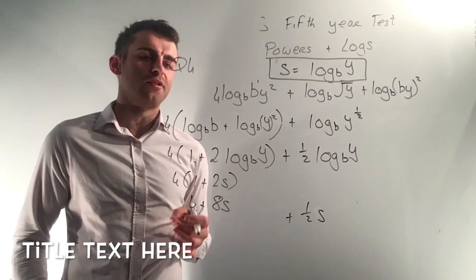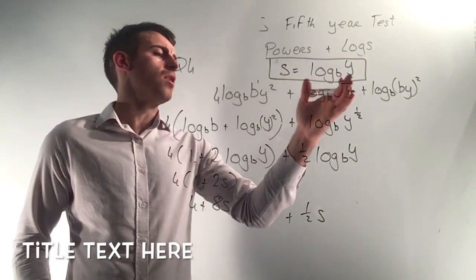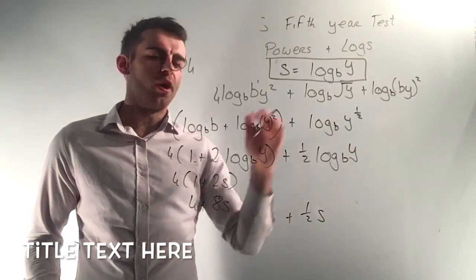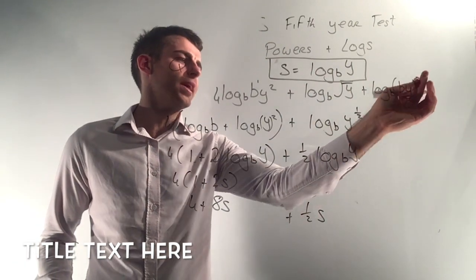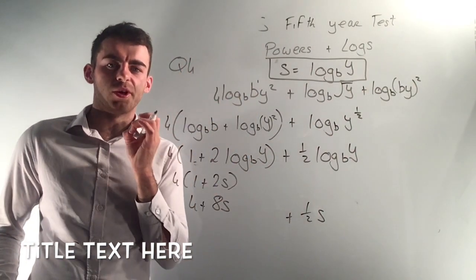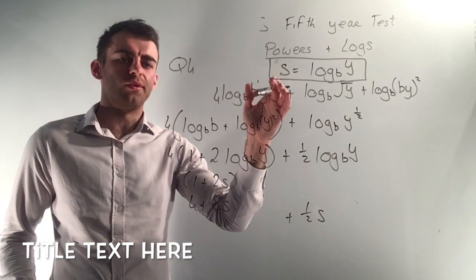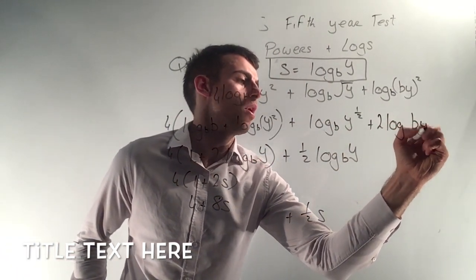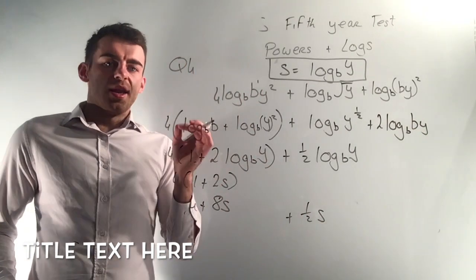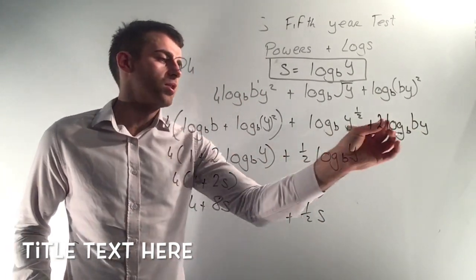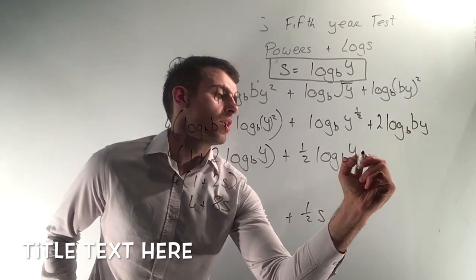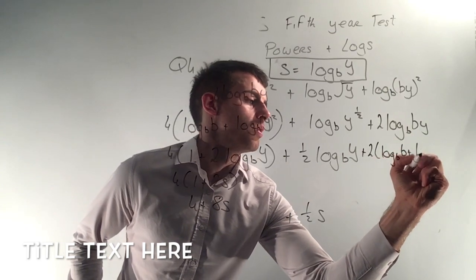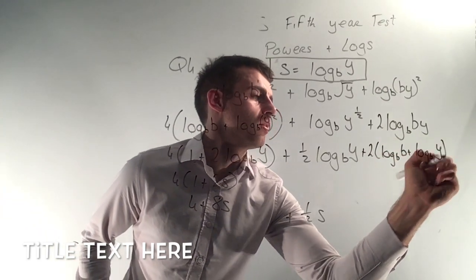And I can go straight on now to my last term. I have log of by to the power of 2 to the base b. Again, notice that means b squared y squared. So because it's the whole thing to this power, I can straight away use my third rule of logs, and I can just bring my 2 in front. So I can rewrite this as 2 times the log of by to the base b. And now I'm going to use my first rule of logs to split up the b and the y. So I can rewrite this as 2 times the log of b to the base b plus the log of y to the base b.